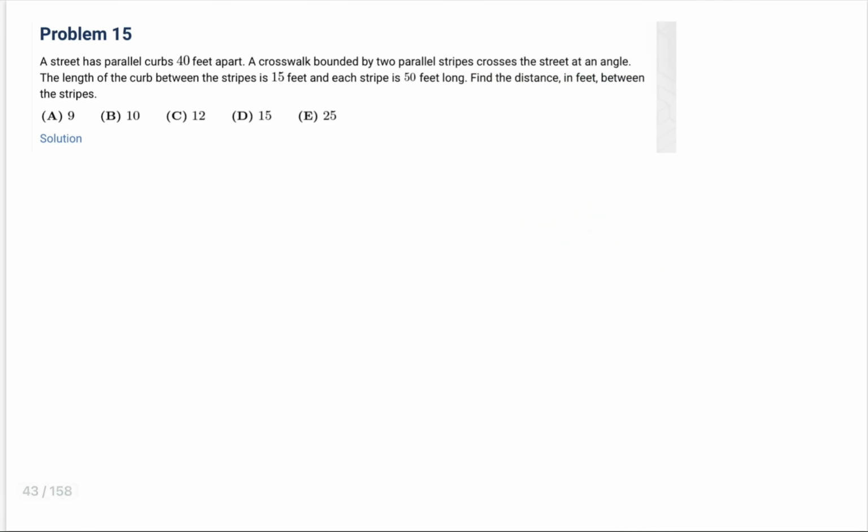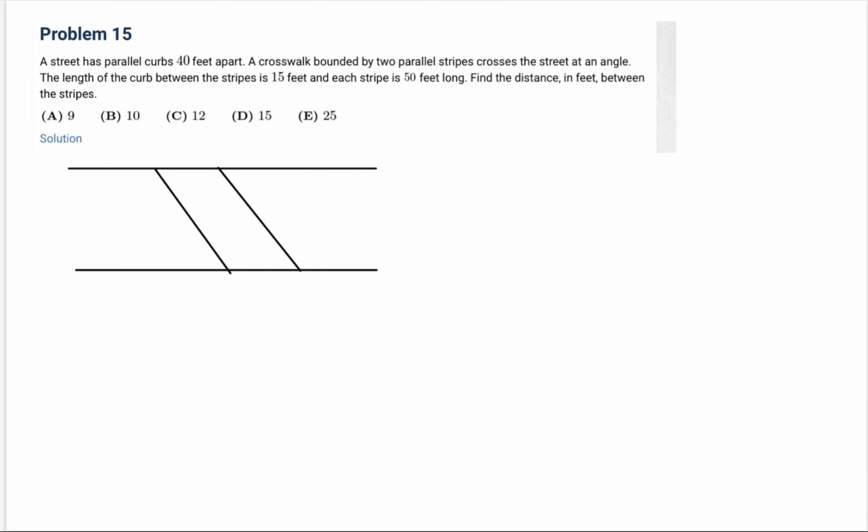Problem 15. A street has parallel curbs 40 feet apart. A crosswalk bounded by two parallel stripes crosses the street at an angle. The length of the curb between the stripes is 15 feet and each stripe is 50 feet long. Find the distance in feet between the stripes. So to illustrate this, there are parallel curbs 40 feet apart, and then a crosswalk bounded by two parallel stripes crosses the street at an angle. So it's like this.